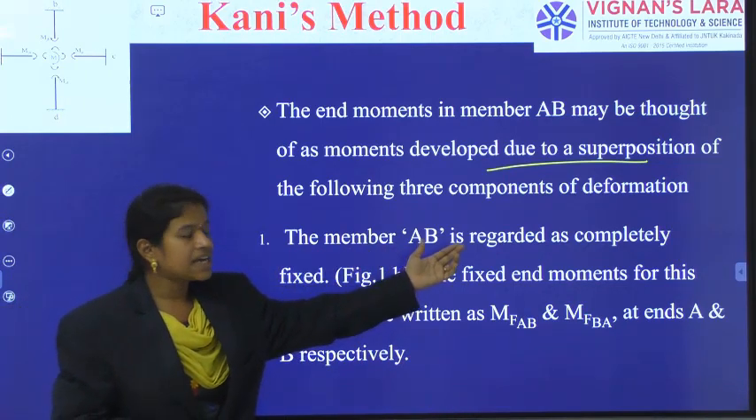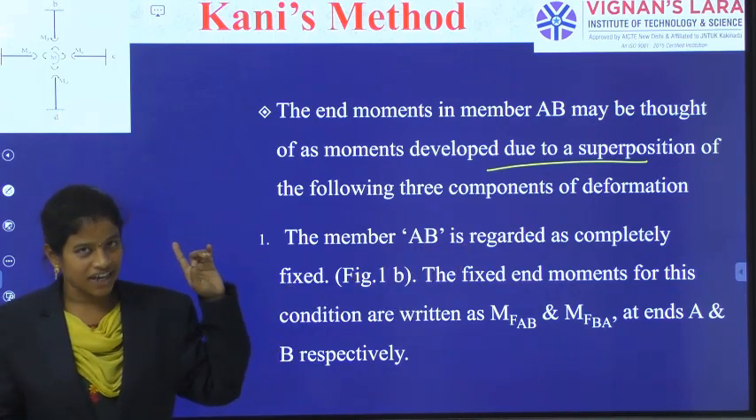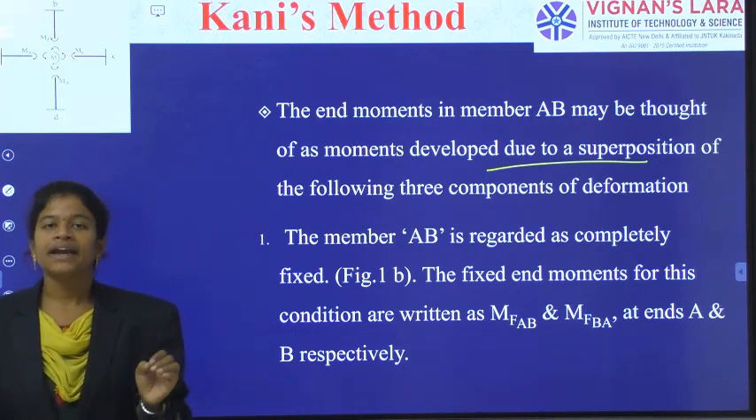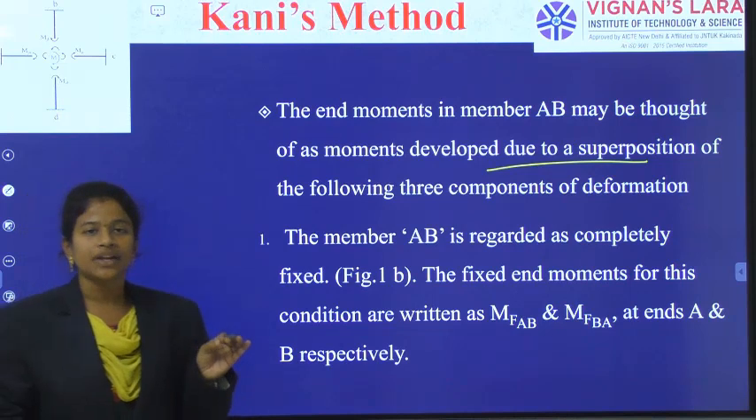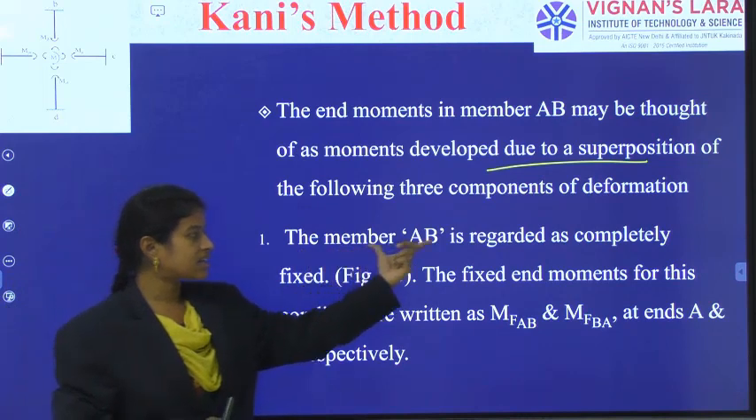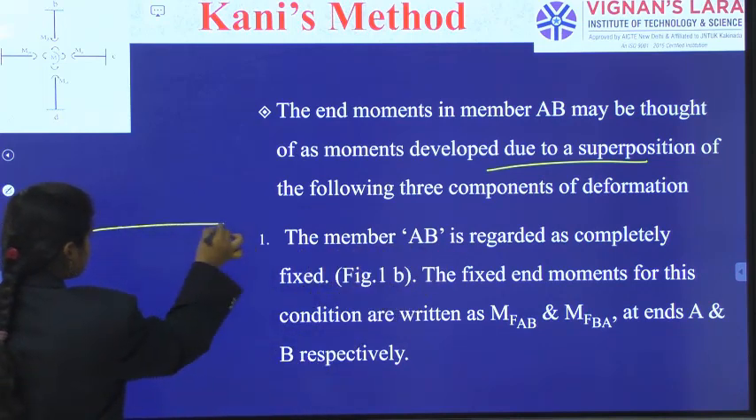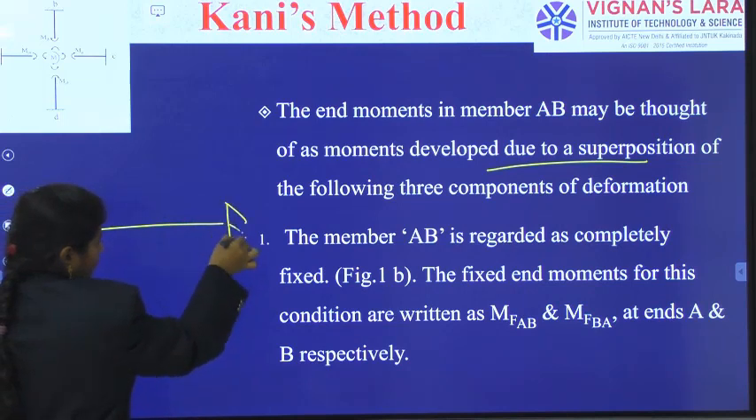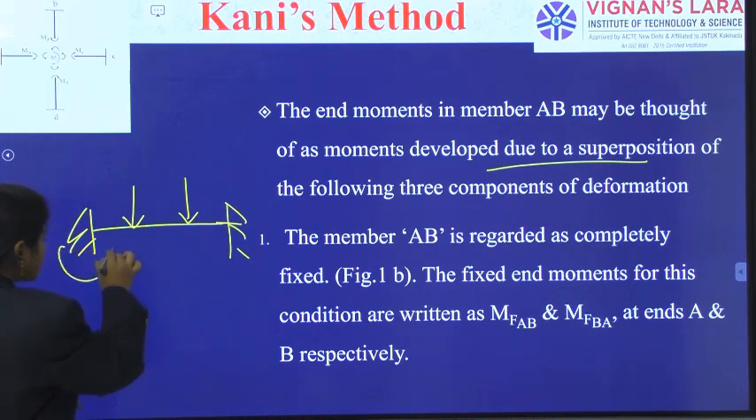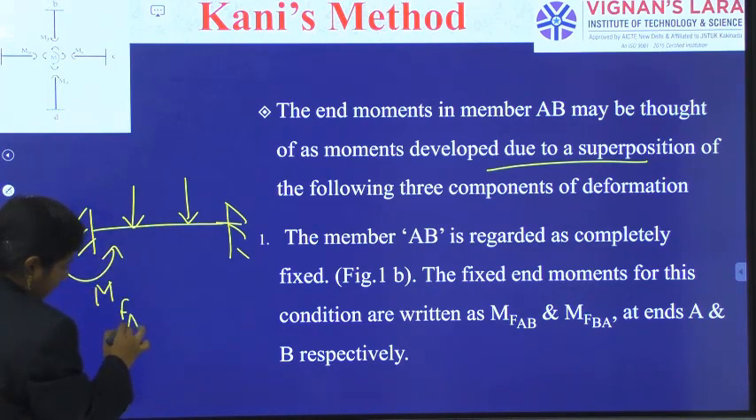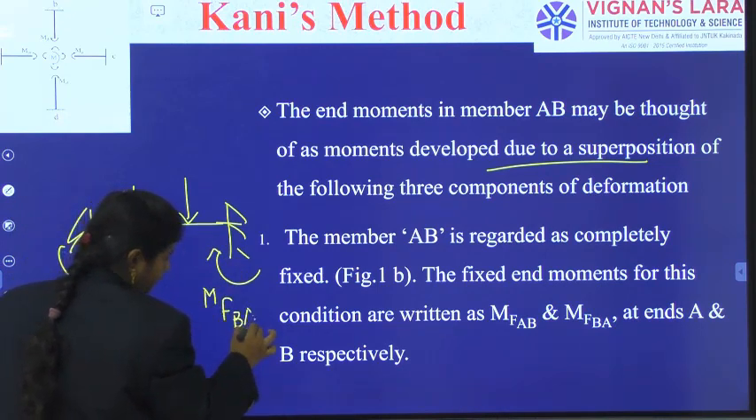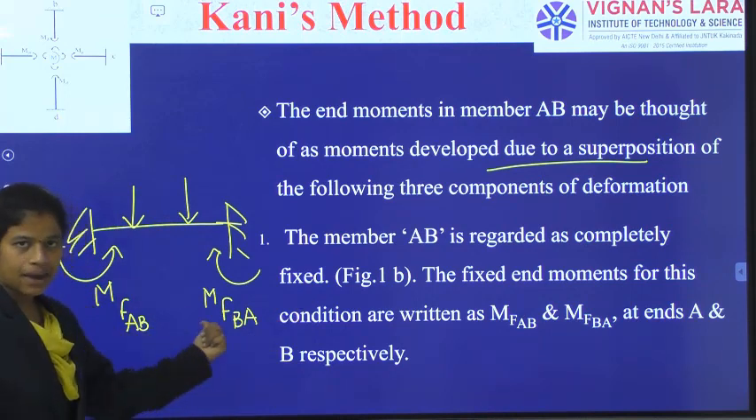And the member AB is regarded as completely fixed. So for every step, the first step is considering the span AB as a fixed beam and being subjected to the given loads, and then we will calculate the fixed end moment at A towards B, fixed end moment at B towards A. Okay, so considering the beam AB as a fixed beam subjected to the given loading, the fixed end moment at A towards B, the fixed end moment at B towards A will be considered as MFAB, MFBA.